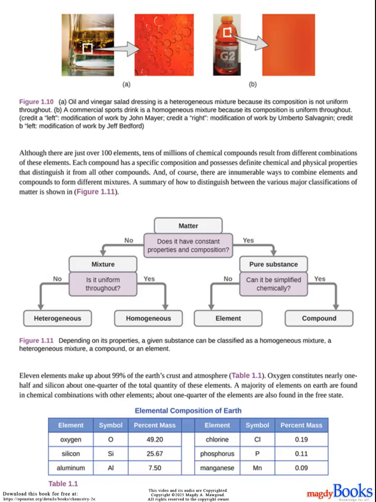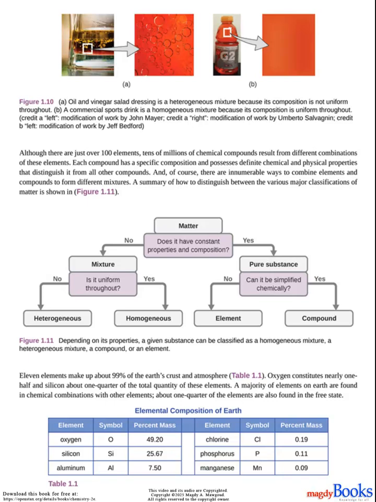Although there are just over 100 elements, tens of millions of chemical compounds result from different combinations of these elements. Each compound has a specific composition and possesses definite chemical and physical properties that distinguish it from all other compounds. And, of course, there are innumerable ways to combine elements and compounds to form different mixtures. A summary of how to distinguish between the various major classifications of matter is shown in Figure 1.11.